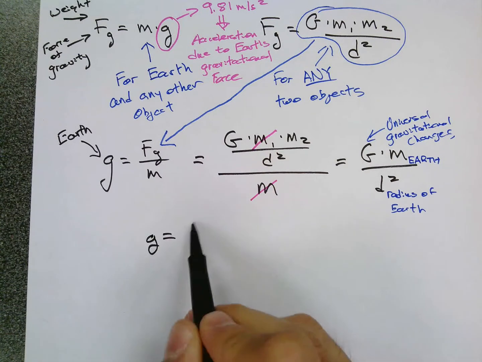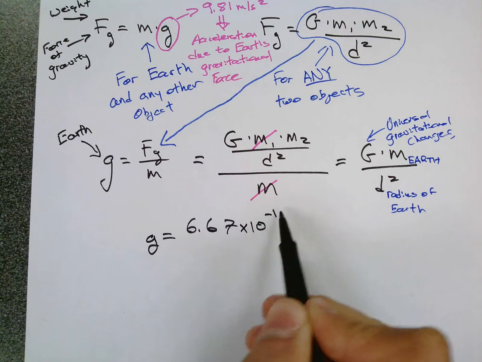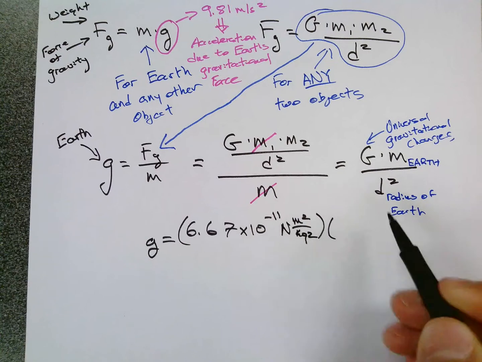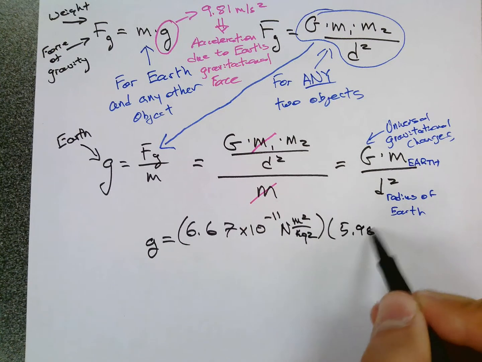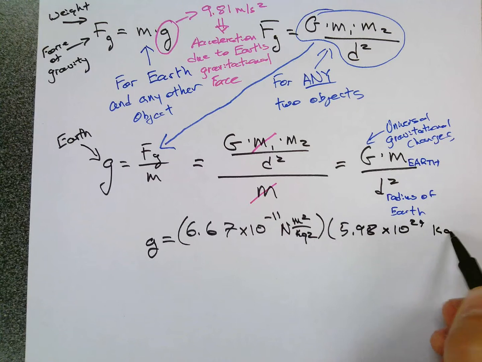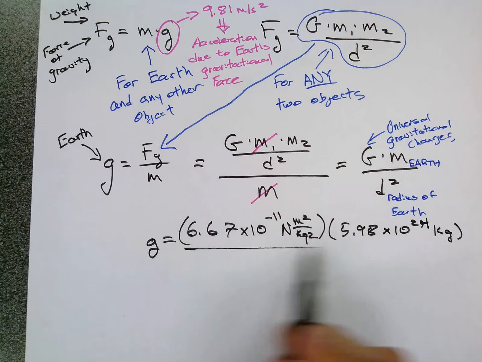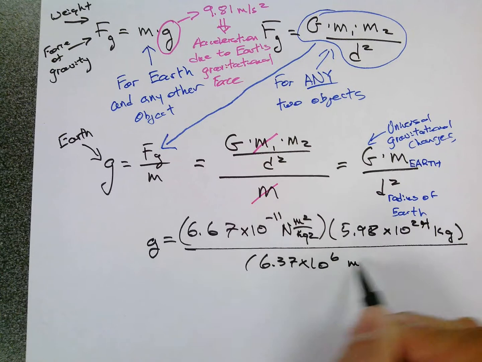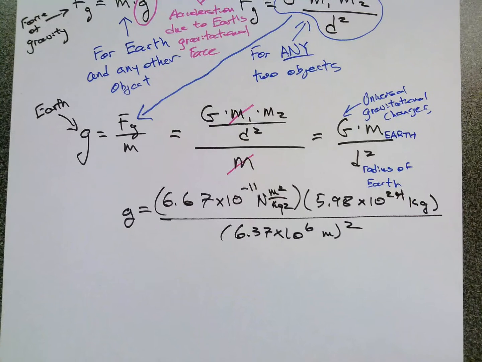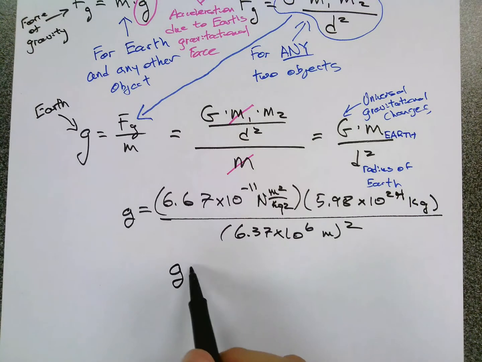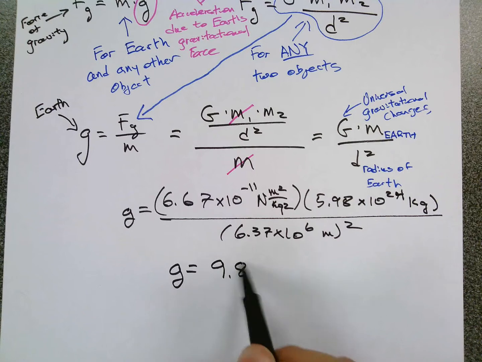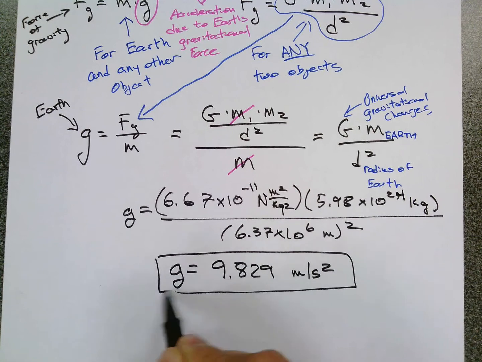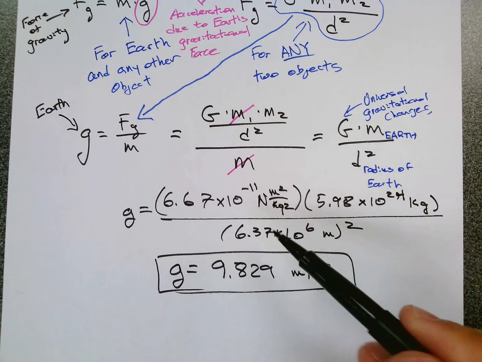Little g is equal to 6.67 times 10 to the minus 11 newton meters squared over kilograms squared, times the mass of the Earth, which is about 5.98 times 10 to the 24th kilograms, and divide that by 6.37 times 10 to the 6th meters squared. All of these values here are rounded, but if you plug this into your calculator, you should get a value that's close to 9.81, but it's actually 9.829 meters per second squared. And that's not exactly 9.81 because these numbers here are rounded.